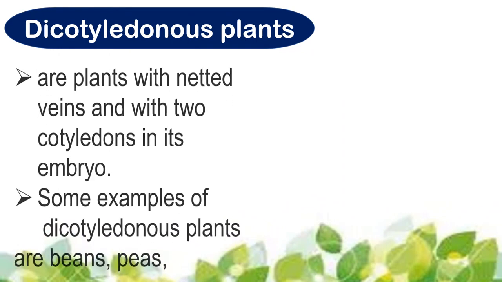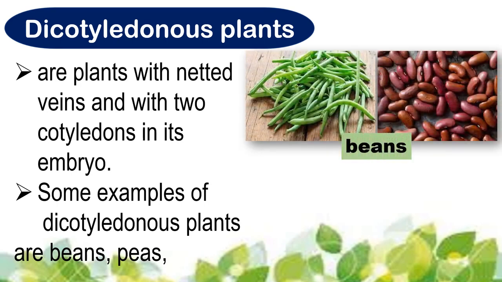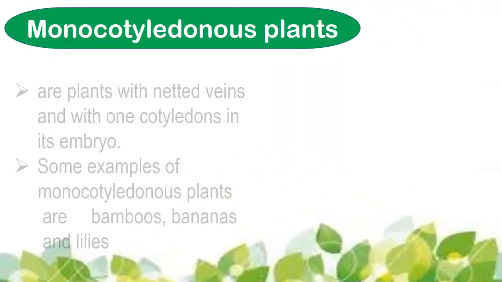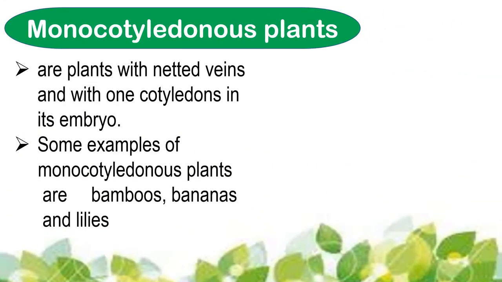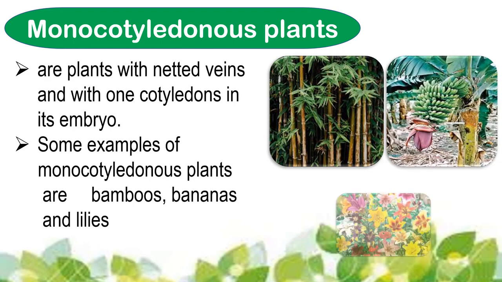Dicotyledonous plants are plants with netted veins and with two cotyledons in their embryo. Some examples of dicotyledonous plants are beans and peas. Monocotyledonous plants are plants with parallel veins and with one cotyledon in their embryo. Some examples of monocotyledonous plants are bamboos, bananas, and lilies.